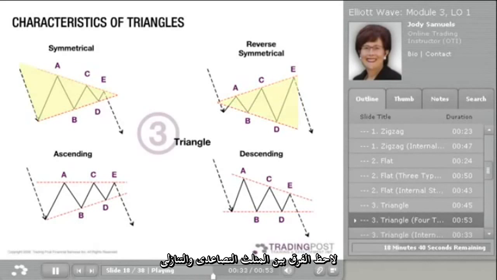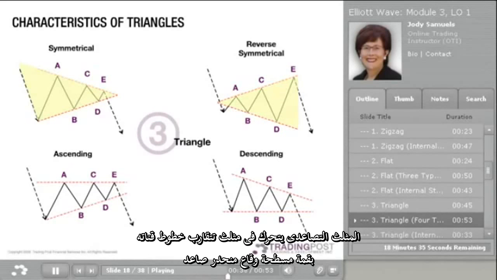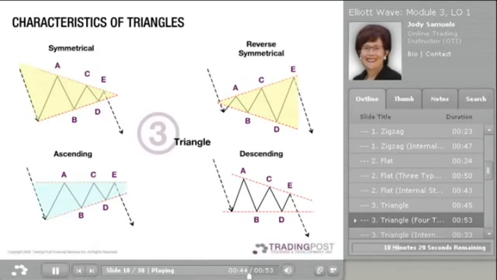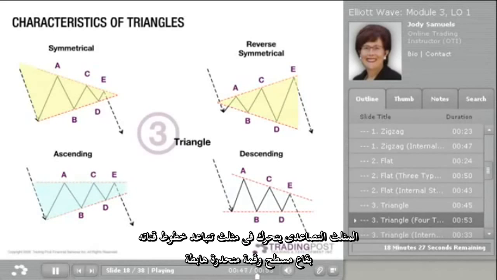Notice the difference between the ascending and the descending triangle. The ascending triangle moves within converging channel lines with a flat top and upward sloping bottom. The descending triangle moves within converging channel lines with a flat bottom and downward sloping top.